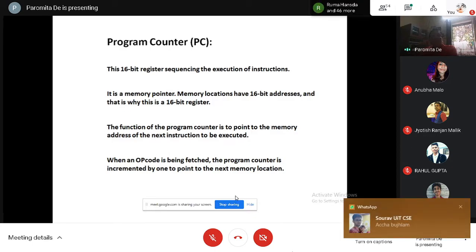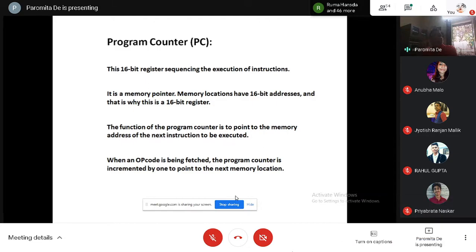So this program counter will keep a count of that, where is what. And it will point to the memory location where the microprocessor needs to go. Otherwise, the microprocessor will get lost. Which memory location should I go to? It has 64 kilobytes of memory addresses from where it has to pick up the data. The function of the program counter is to point to the memory address of the next instruction. And when an opcode is being fetched, opcode is the operation code.